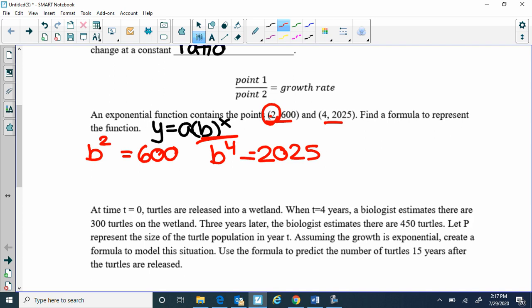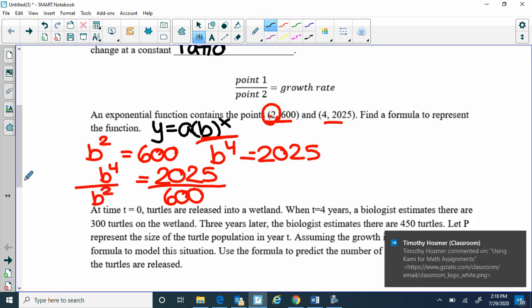is. I'm going to put my higher exponent on the top of my ratio just because it's going to make things a little bit easier for me. But if you're more comfortable putting the lower one on the top, you can. So b to the 4th over b to the 2nd equals 2025 over 600. That's our ratio. Now we just need to solve for b.